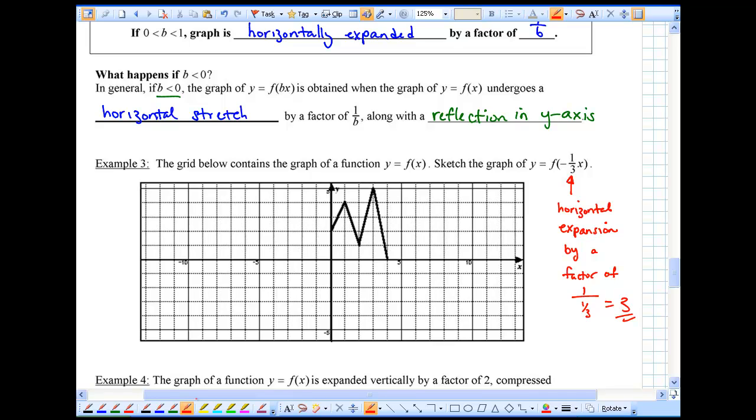So what I'm going to do first is multiply everything by a factor of 3. The x values are multiplied by a factor of 3. (1, 4) becomes (3, 4). (2, 1) becomes (6, 1). (3, 5) becomes (9, 5). And (4, 0) becomes (12, 0). Here we go.